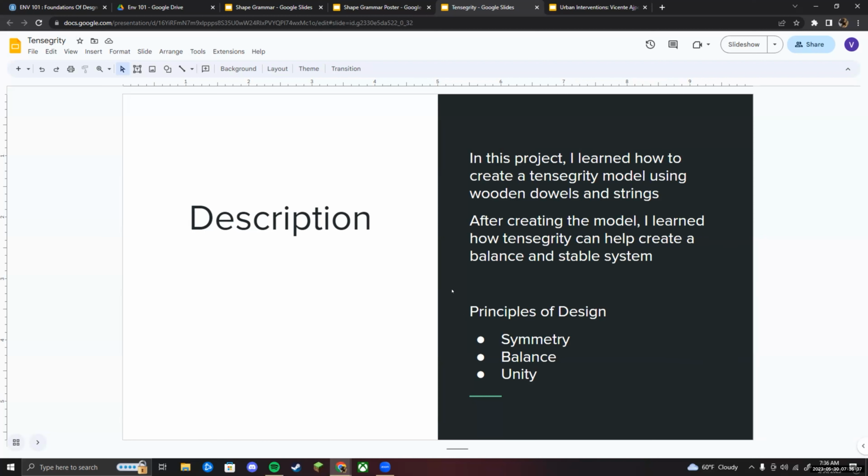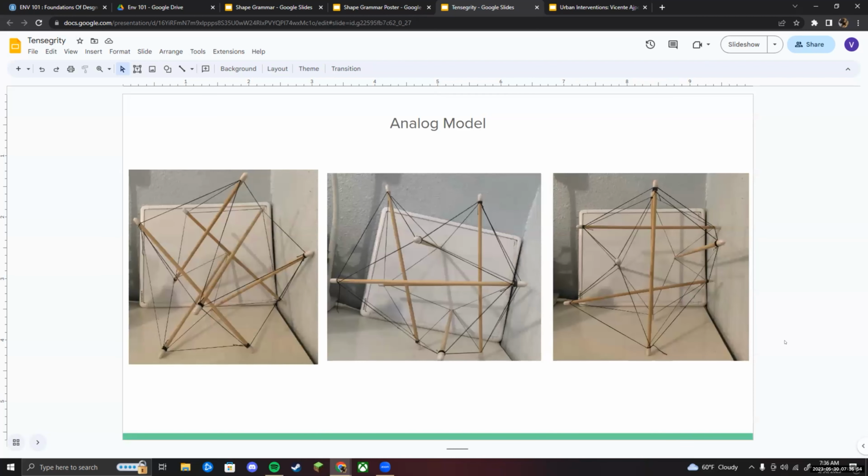Description: in this project, I learned how to create a tensegrity model using wooden dowels and strings. After creating this model, I learned how tensegrity can help create a balanced and stable system. The principles of design of tensegrity are symmetry, balance, and unity. This right here is my analog model.